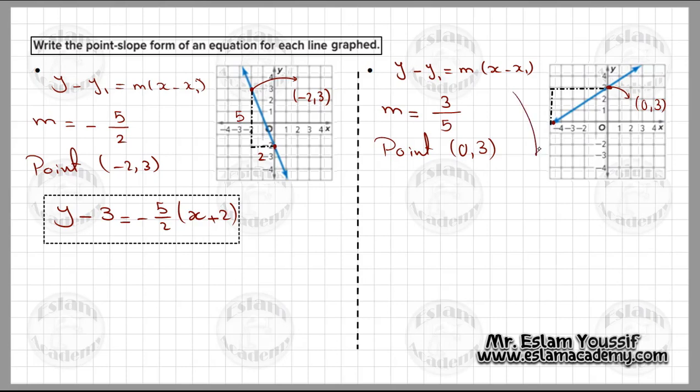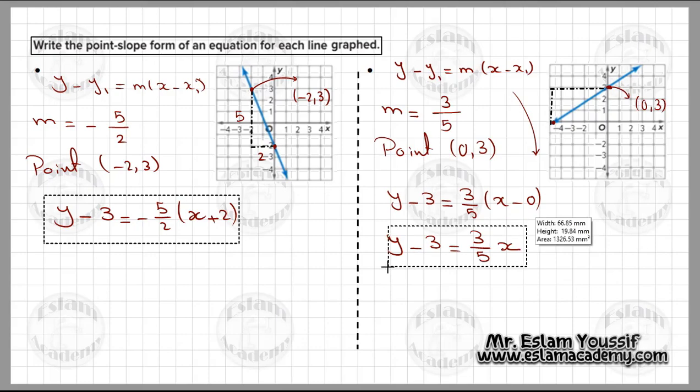By using the equation now, y minus 3 equals 3 over 5 multiplied by x minus 0. x minus 0 is equal to x. So the equation will be y minus 3 equals 3 over 5 x. And that's how we can write the equation in point-slope form.